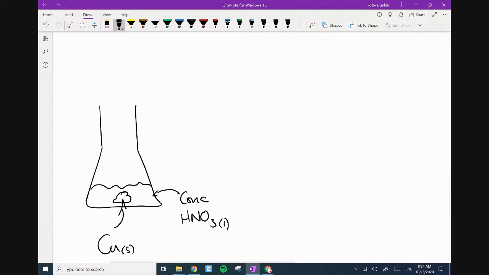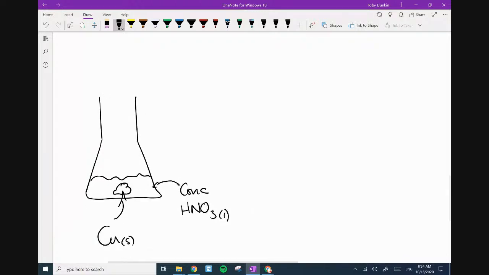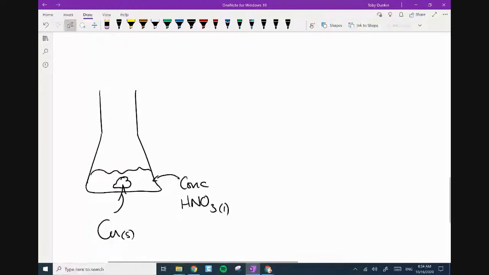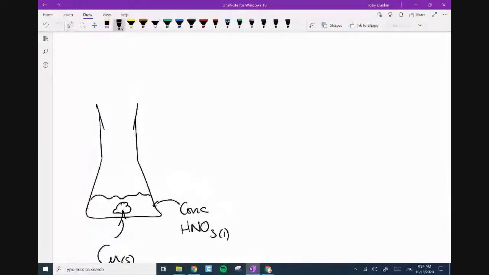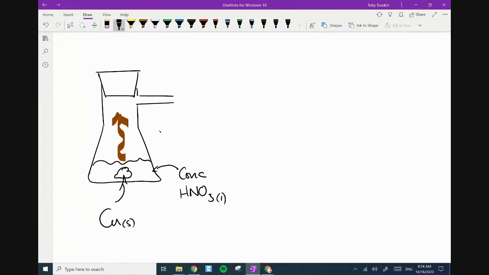So it's not aqueous. Now, what that's going to generate, this reaction, I'm going to give it a side tube. I think a side tube is just easier. There you go, side tube, cork. Right, so what this is going to generate is toxic brown NO2. That's what it's going to generate.